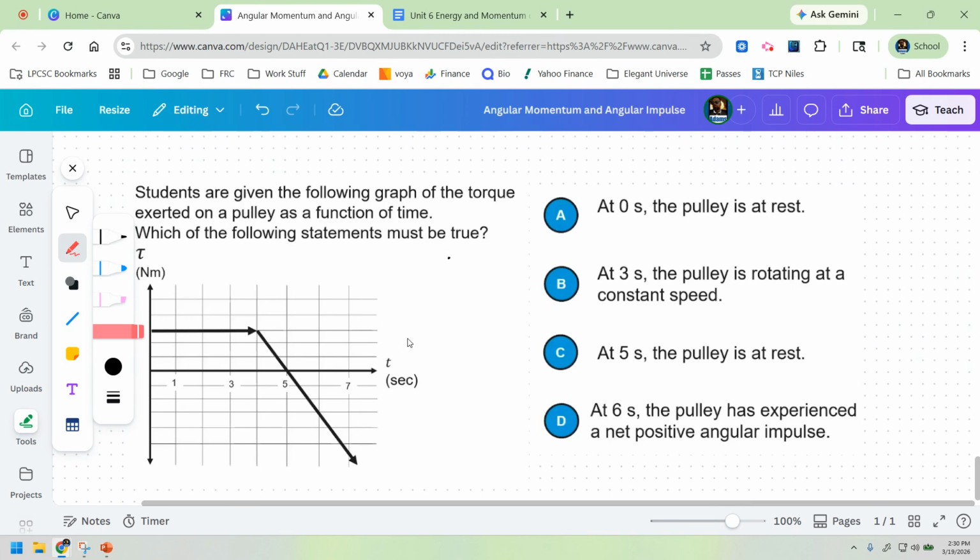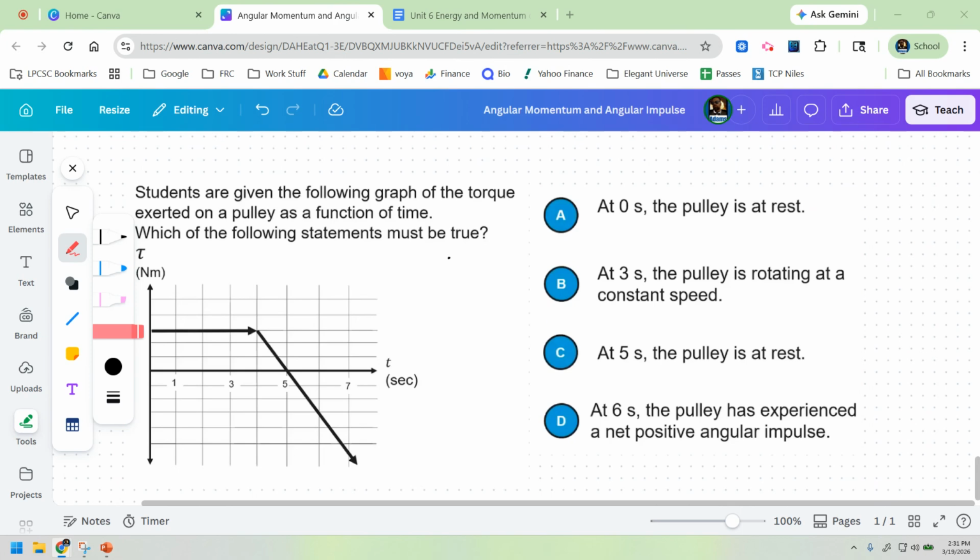At 5 seconds, the pulley is at rest. Think of force. Torque is a force. Can I be going forward in a car and apply the brakes? Am I applying a force that's going in the opposite direction of the car? Yeah. But the real question, it says a torque is exerted on a pulley. So does that mean the pulley's in motion? Are they related? Let's skip to D.